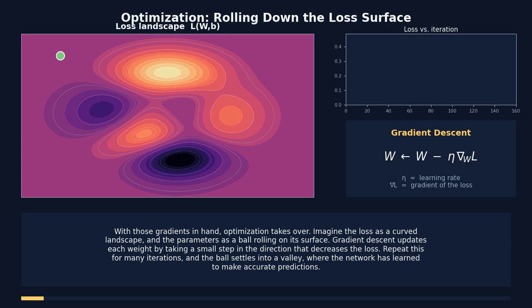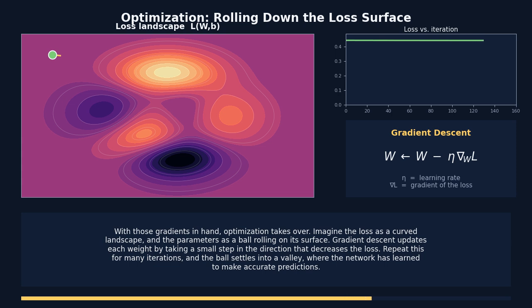With those gradients in hand, optimization takes over. Imagine the loss as a curved landscape, and the parameters as a ball rolling on its surface. Gradient descent updates each weight by taking a small step in the direction that decreases the loss. Repeat this for many iterations, and the ball settles into a valley, where the network has learned to make accurate predictions.